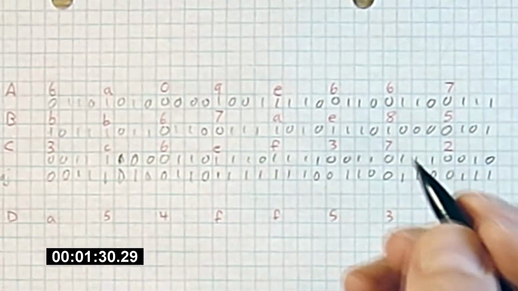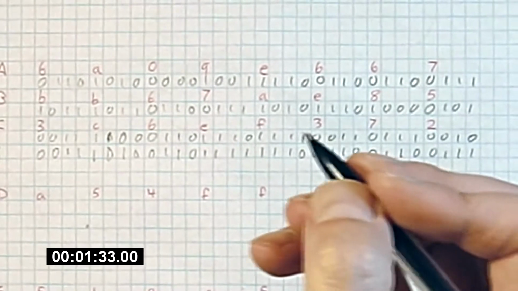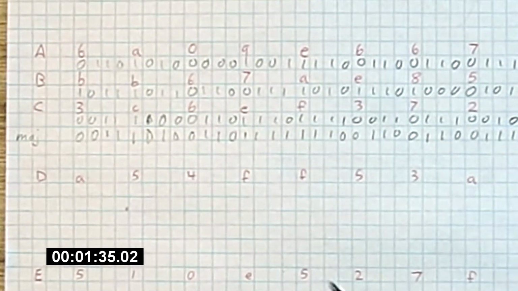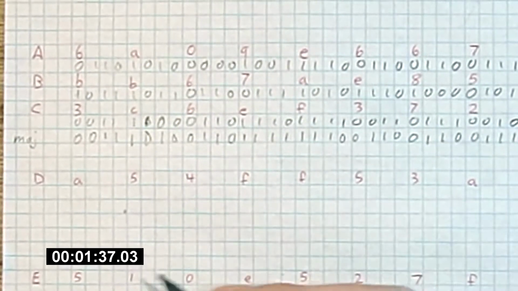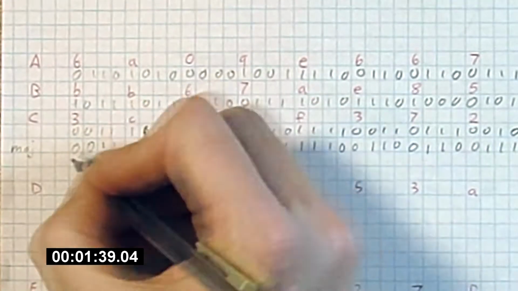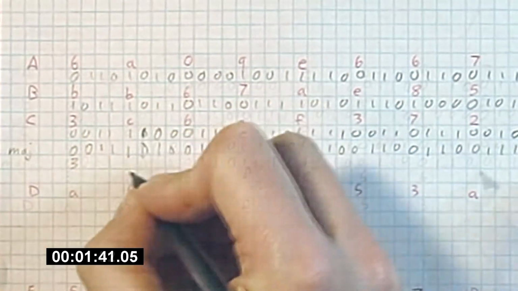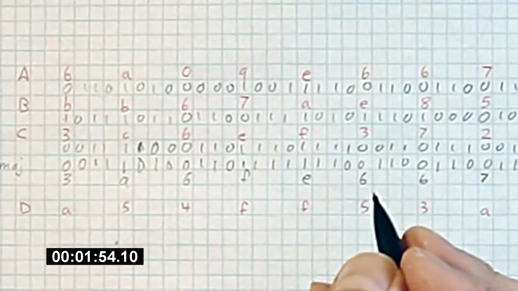Now what this does is it mixes up A, B, and C in a nonlinear way, which makes it harder to break the hash function. Now we'll convert this back to decimal. 0, 0, 1, 1 is 3, 7, 8.